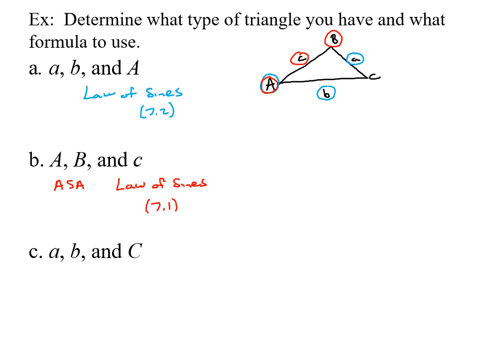The last one says you have side A, side B, and angle C between them. Here, this is side angle side. That's what we're doing in this section. This is law of cosines. So what I would suggest is drawing just a generic triangle, seeing what you actually have and what that looks like. Is it an angle between two sides or is it a side between two angles? And then apply which law goes with which one.